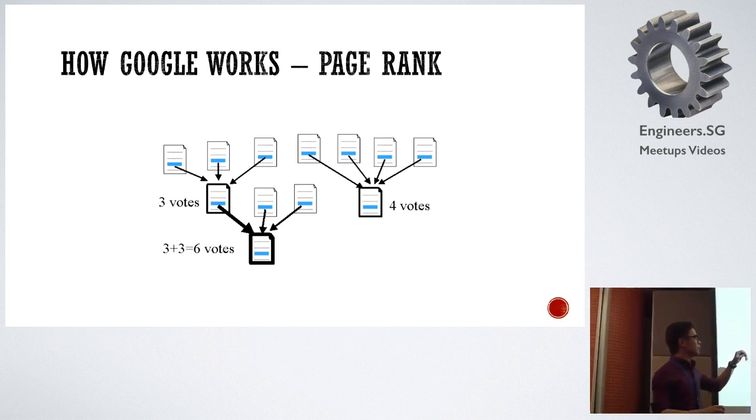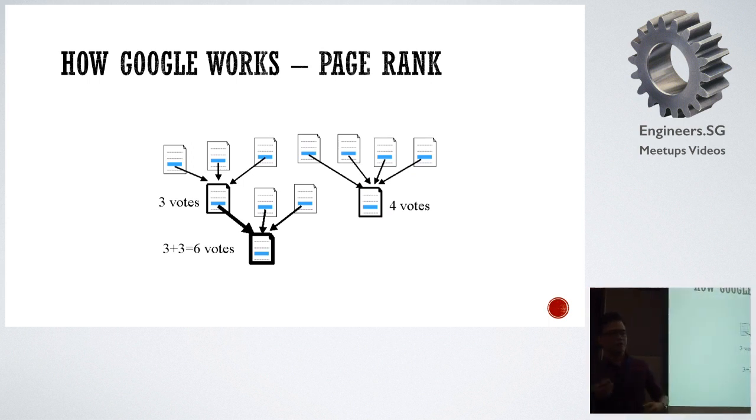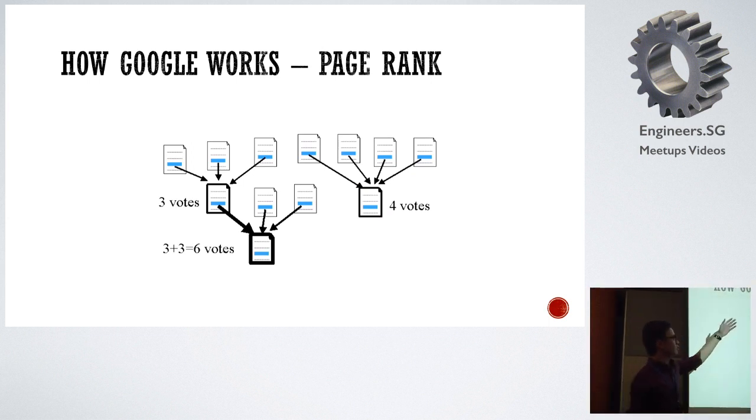So for example, you are this page. You get links from robert.com, you get links from amazon.com, you get links from apple.com, for example, and you do well. You get 3 votes. So it's basically a vote of confidence that ranks you better in Google.